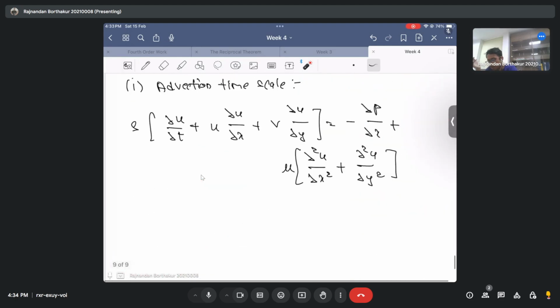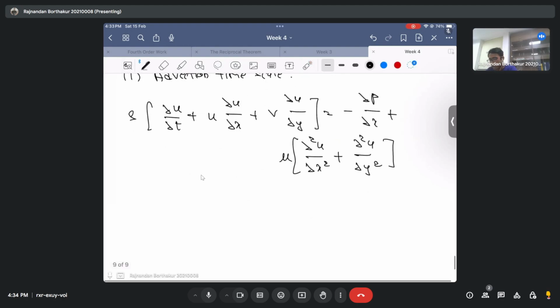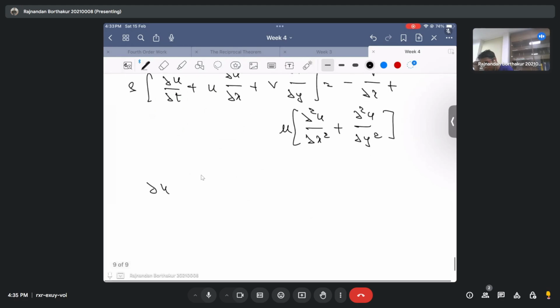In that context, we look for two time scales: the advection time scale, and later on, the diffusion time scale. So first, let's see what the advection time scale is. As the name suggests, I will see the time scale which results from advection, meaning I will see how these quantities scale. I'll assume that the main mechanism that results in the flow of the fluid is advection, and then my rate of change of u with respect to time would scale as u times del u by del x.